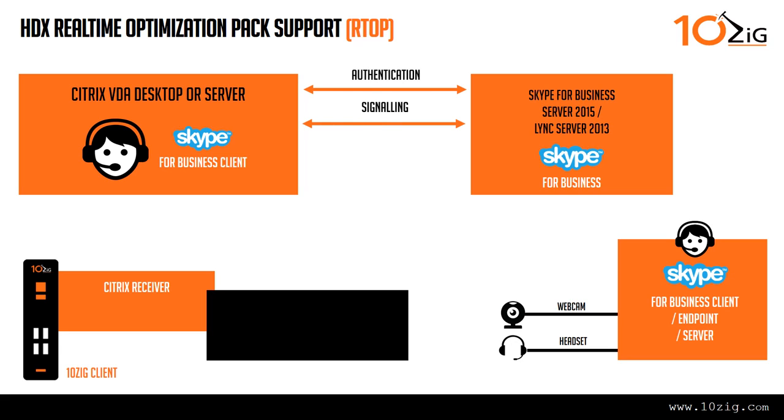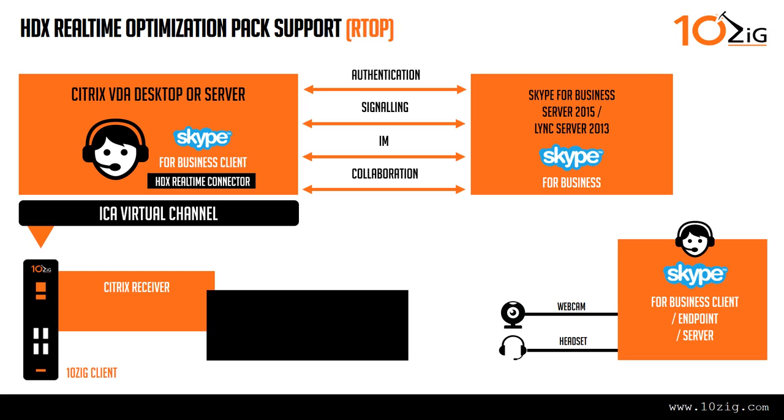Authentication, signaling, IM, and collaboration all continue to transmit between the Skype for Business client and the Skype for Business or Lync server. Voice and video communication is offloaded to the client device using the following components: the HDX RealTime Connector, which is installed to the VDA, on the same machine as the Skype for Business client.